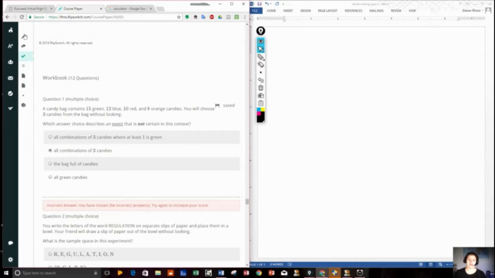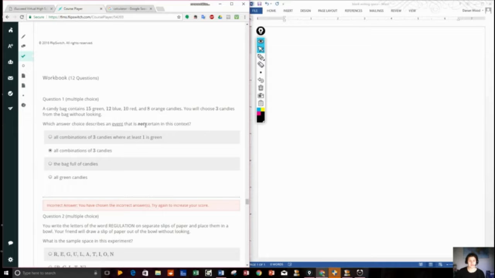Okay, let's start again. Alright, lesson 24 workbook. So question 1, a candy bag contains 15 green, 12 blue, 10 red, and 8 orange candies. You will choose 3 candies from a bag without looking. Which answer choice describes an event that is not certain in this context? Okay, we have all combinations of 3 candies where at least 1 is green, all combinations of 3 candies, the bag full of candies, or all green candies.